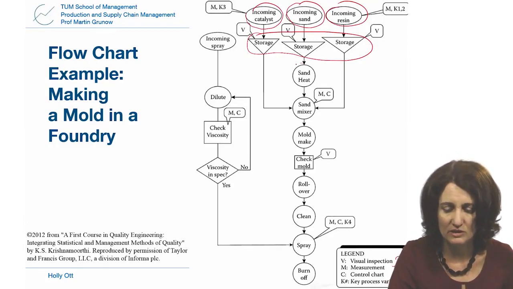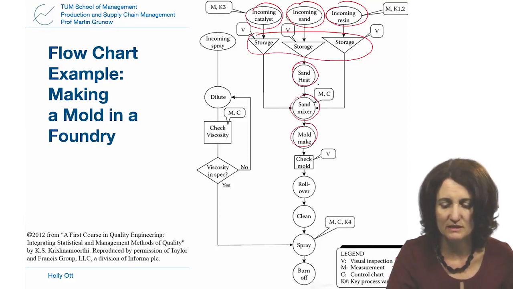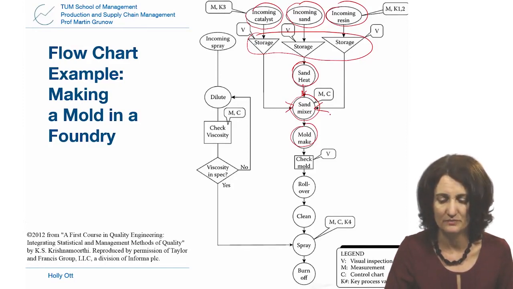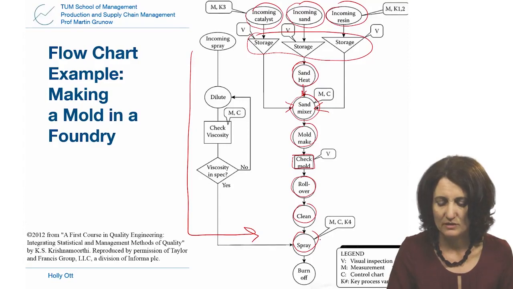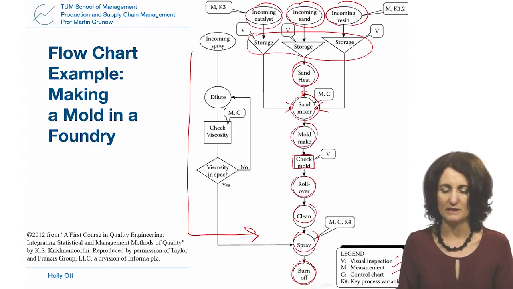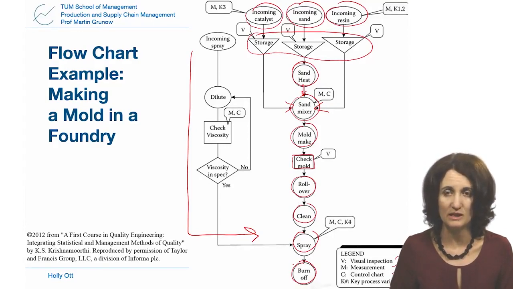And then in this chart, you have circles to represent the different steps. And you can see that first the sand is heated, and then the sand, the catalyst, and the resin are all then mixed together. Then the mold is made, and you have a checkpoint here, a small square, where you're checking the mold. Then you have a step rollover, clean, spray, and in parallel, you have another process with the incoming spray. Those get combined in spray, and the final is burn off for that last step. Again, this is in our textbook.